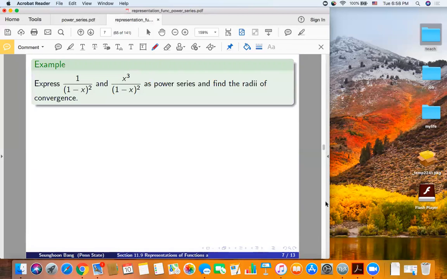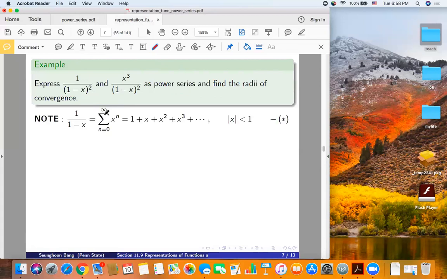How can you find a power series representation for 1 over (1 minus x) squared? Do you have any idea for finding the power series? Geometric series? Oh yeah, and one more: the geometric series and differentiation. This is the idea here.